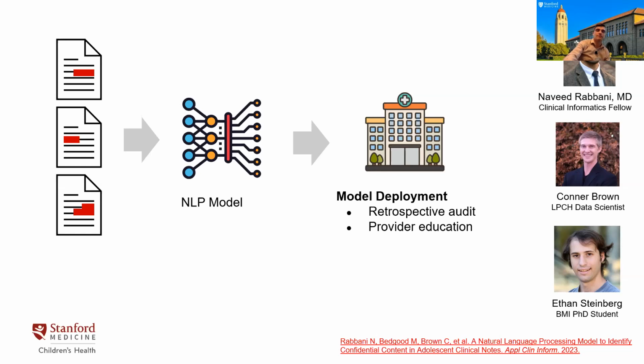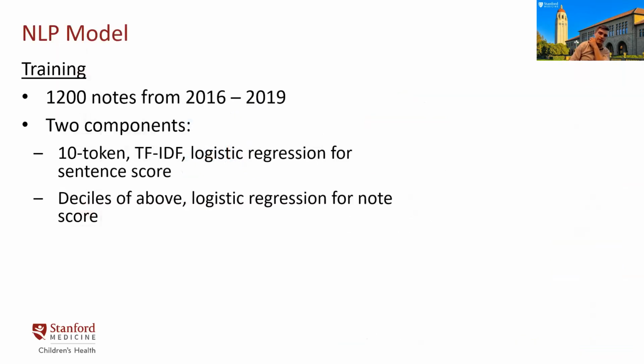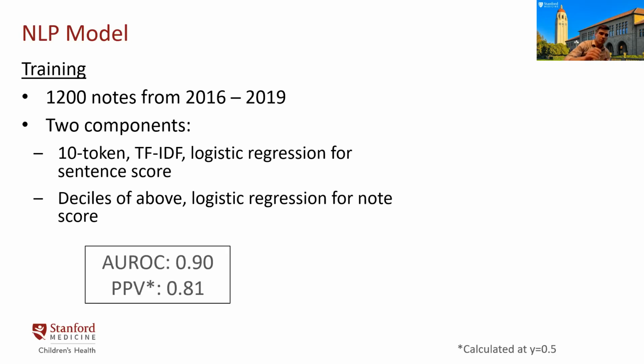Okay. So we need a model to do this. The model that Ethan and Connor were able to come up with, we used 1,200 notes from 2016 to 2019. There are 2 components. One is a sentence-level component that's 10 tokens, TF-IDF. Then we take those scores, and the distribution of those scores is fed into another logistic regression that serves as our note model. Performance for this on our training data set was relatively reassuring.